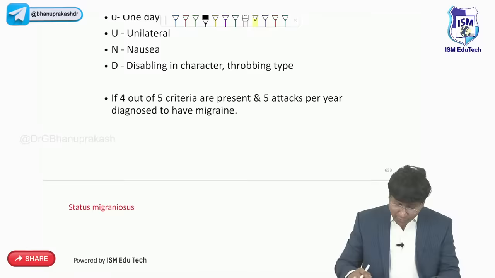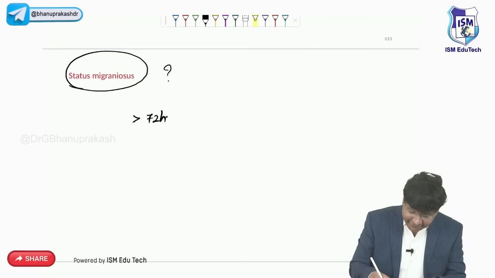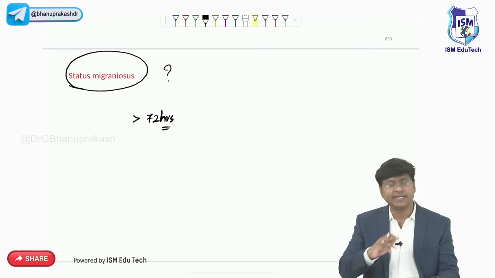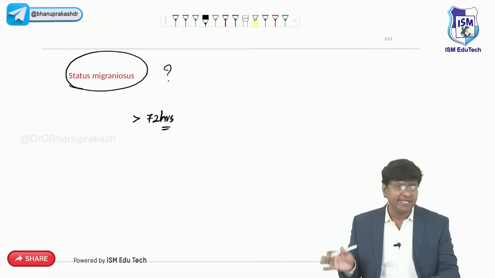And when do we use the term status migrainosus? When the migraine is present for more than 72 hours, then we use the term status migrainosus. As everyone is aware, migraine is associated with aura as well as without aura. If it is with aura, it is called classical migraine, and if it is without aura, it is common migraine. Among the auras, which form is more common? It is the visual aura, which you have to remember. And you have various forms of migraine. What are the other forms of migraine?